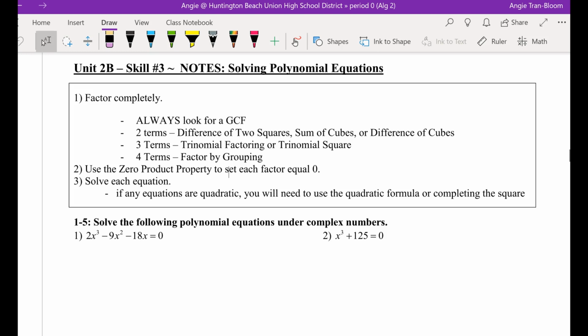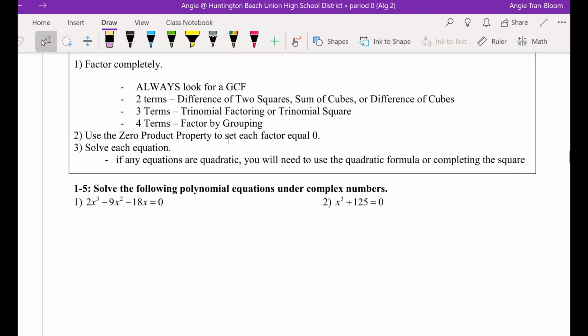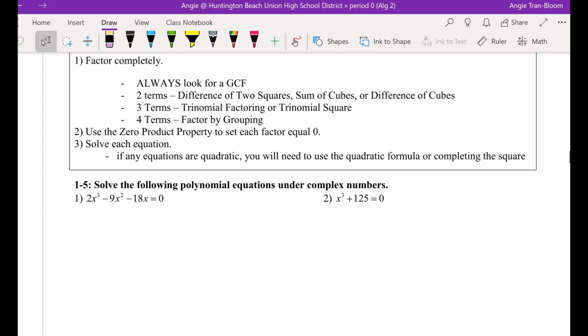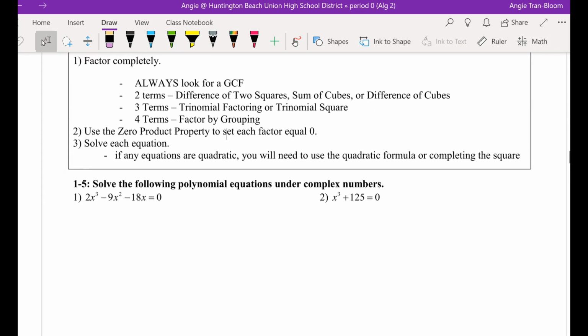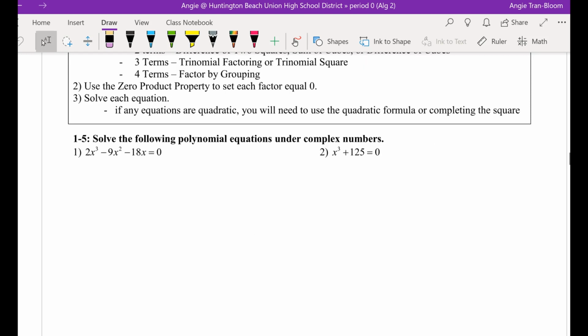Then once it's all factored out, you are going to use the zero product property. That means one of the sides of the equal sign has to equal 0. Then you just solve for it normally. If you have two factors, one's a binomial, which has two terms, and that's easy. Now, if you have three terms, which is a quadratic, then you need to use the quadratic formula, or you need to solve for it by completing the square.